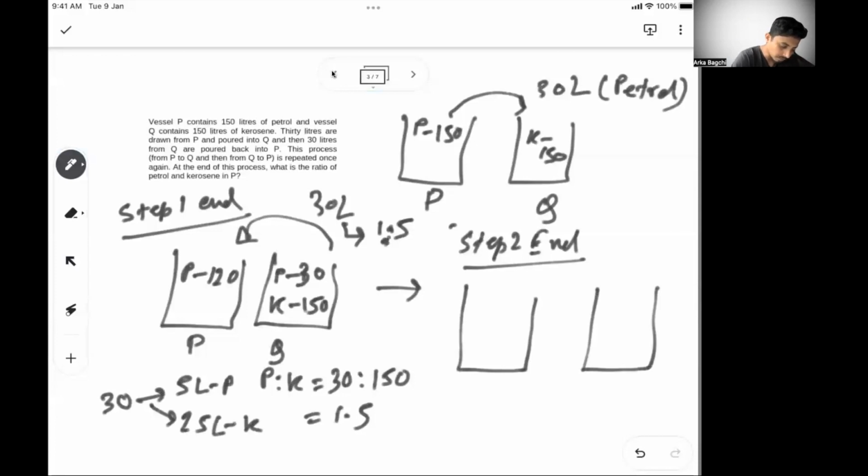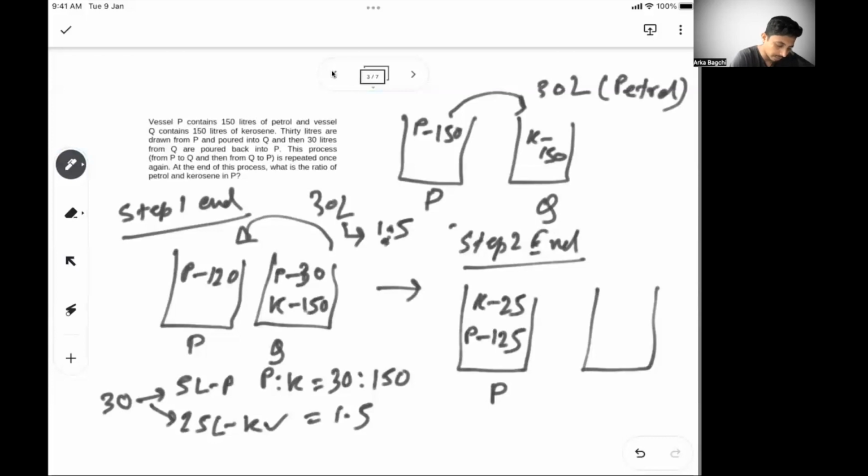So 5 liter of petrol will come to container P. So then container P petrol becomes 5, and 25 liter of kerosene will again come to container P. So kerosene becomes 25. So the 30 liter you have added, 25 liter was kerosene and 5 liter was petrol.